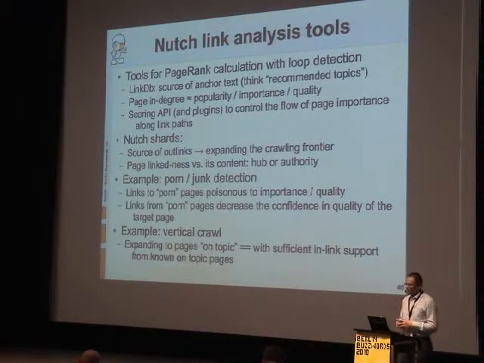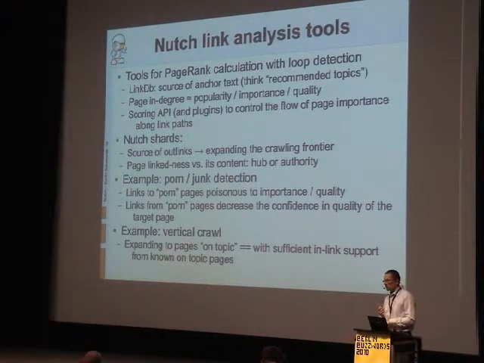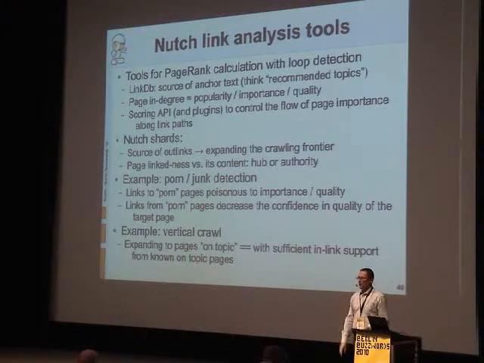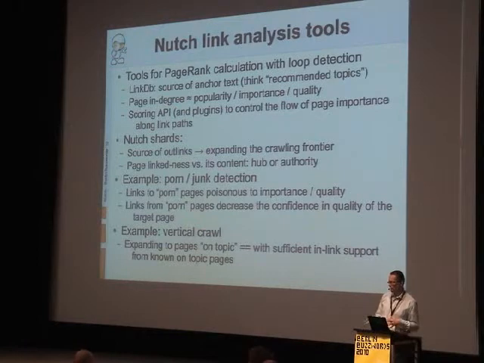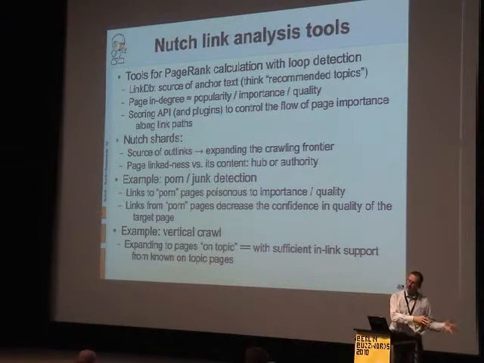As an example of application of this knowledge of link analysis, you have porn and junk detection. If you can detect that a page is pornographic in content, then you can assign a certain score, and then you can transfer the score along the outlinks so that they affect the scoring of the target pages. That's something that Nutch tools will do. Another example is a vertical crawl, where you need to stay on topic. So pages that you know are on topic will positively affect other pages that are linked from those source pages.